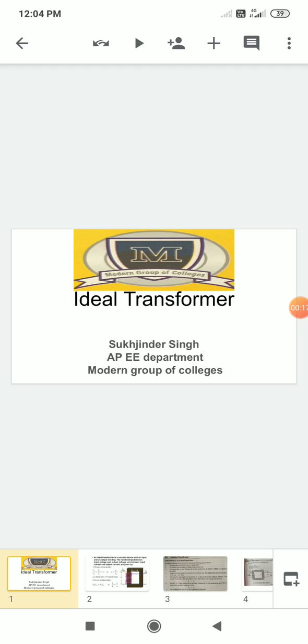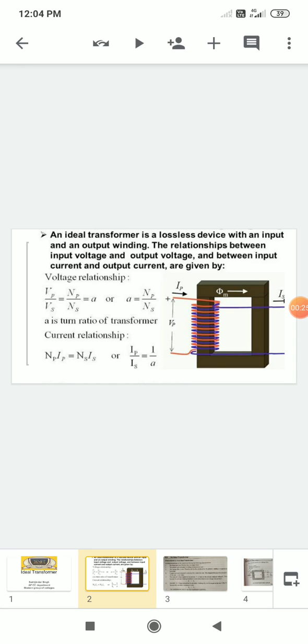Students, today we will discuss the various differences between the ideal and practical transformer. First of all, we come to the ideal transformer. What is ideal? Ideal means a thing which does not have any losses. Whatever input power you apply, you get the same 100% output power. So an ideal transformer has no losses.